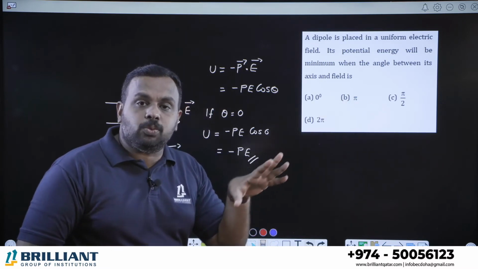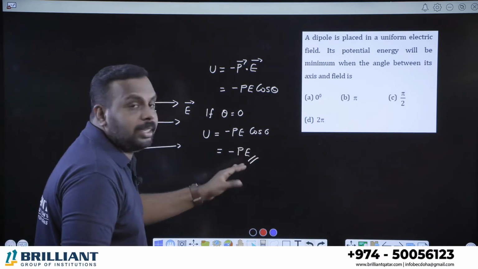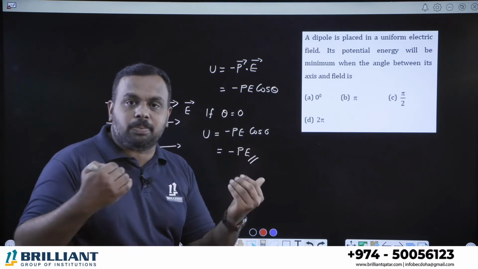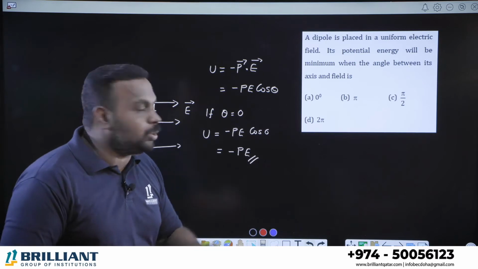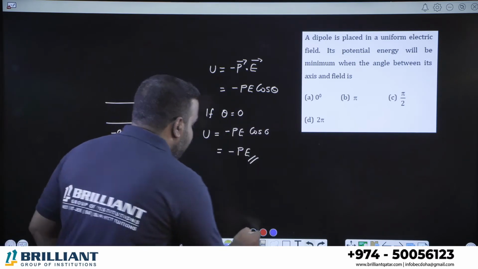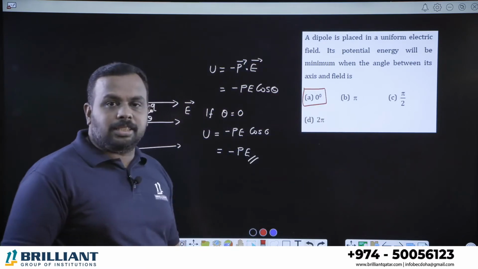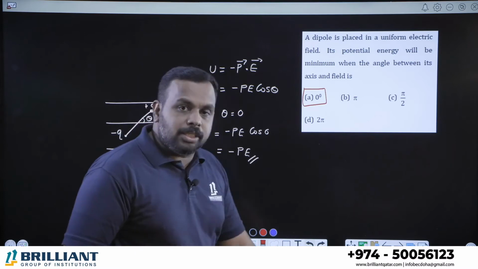That means if theta is 180, potential energy will be maximum, and if theta is 0, potential energy is minus PE. Minus PE means it's the minimum value. So the potential energy will be minimum when the angle between the axis and the field is 0 degree. Understood? So the answer for this question is 0 degree.